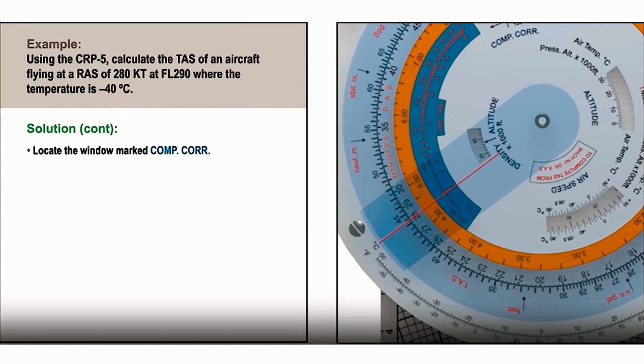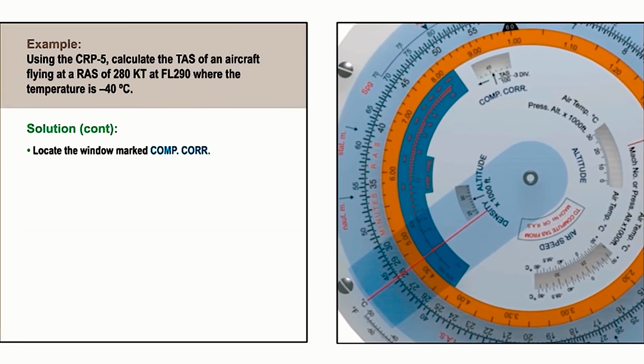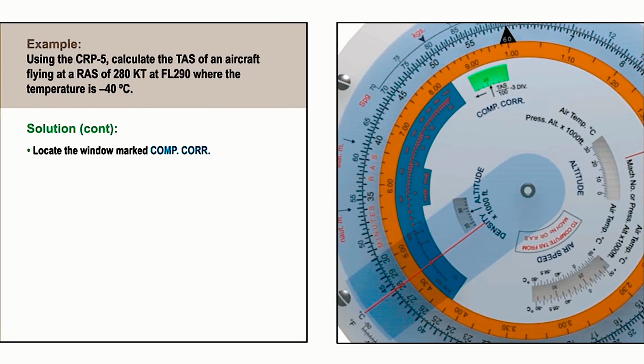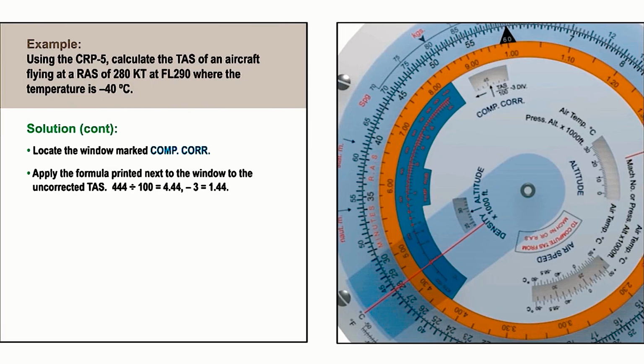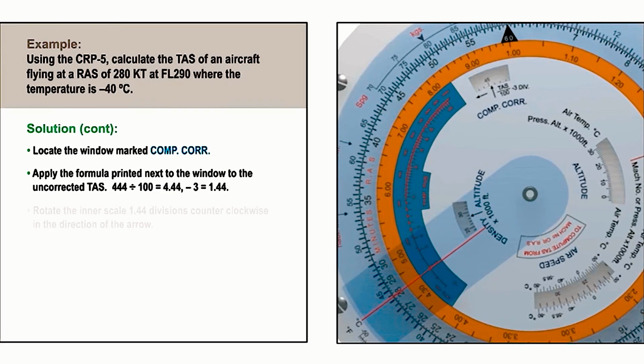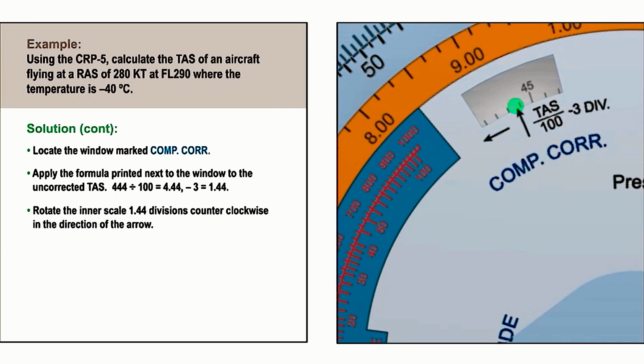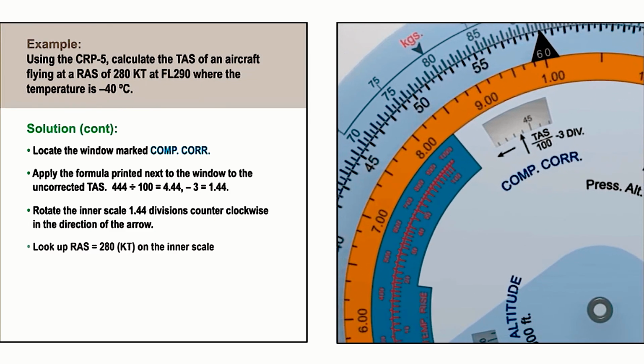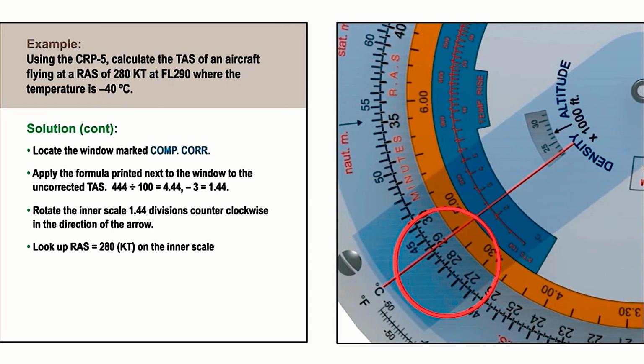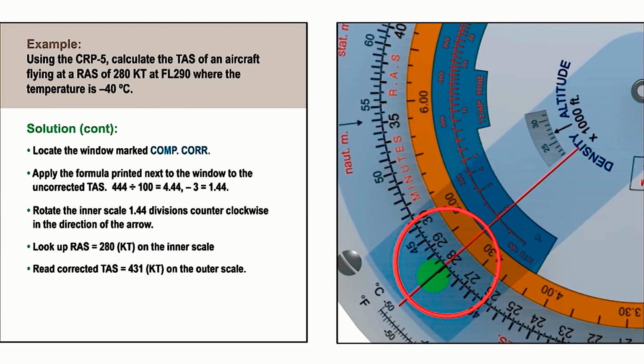To do this, we locate the window marked Comp Corr and apply the formula printed next to the window to the uncorrected true airspeed we have just found. So 444 divided by 100 is 4.44, minus 3 gives us 1.44. Now we rotate the inner scale counterclockwise in the direction of the arrow by 1.44 divisions. We again look up the known rectified airspeed of 280 knots on the inner scale and read off the corrected true airspeed of 431 knots on the outer scale.